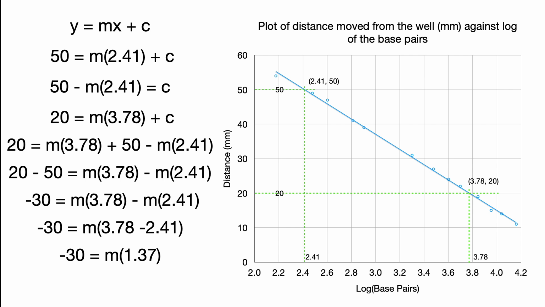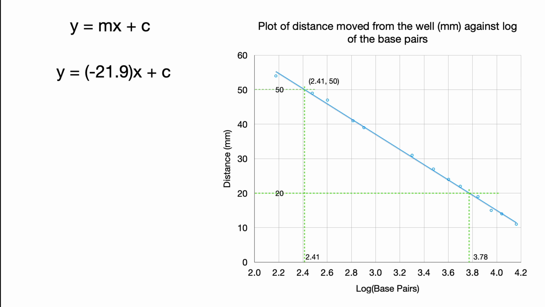We can then move that across and say that m is equal to 30 divided by 1.37, which gives us a value of minus 21.9. So there we've calculated the gradient using simultaneous equations. Now that we know m, we can go back to y equals mx plus c and substitute in for m, which is minus 21.9. We then put in the values from the graph.